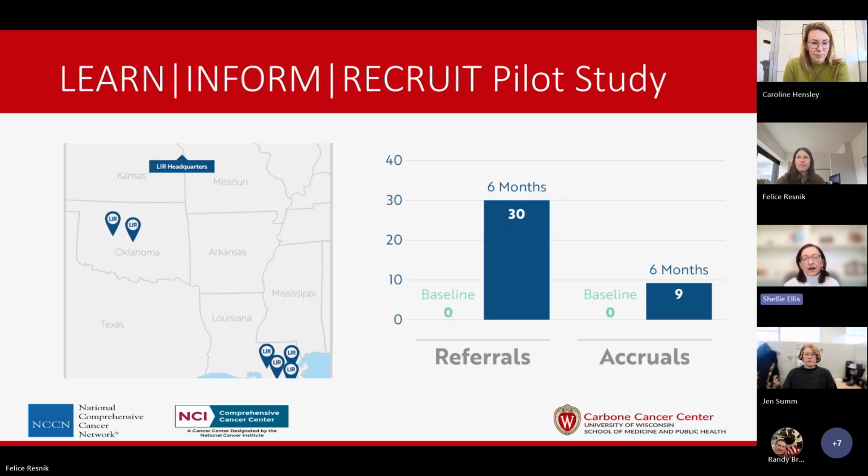We did that, and in this pilot study, taking community urology practices that were completely naive to clinical trials, we were able to increase the number of referrals for eligibility assessment over 6 months from 0 to 30. And that yielded 9 accruals to clinical trials, which again, they had not done previously. So this is an opportunity that we would like to test at scale across lots of urology practices. And next slide.